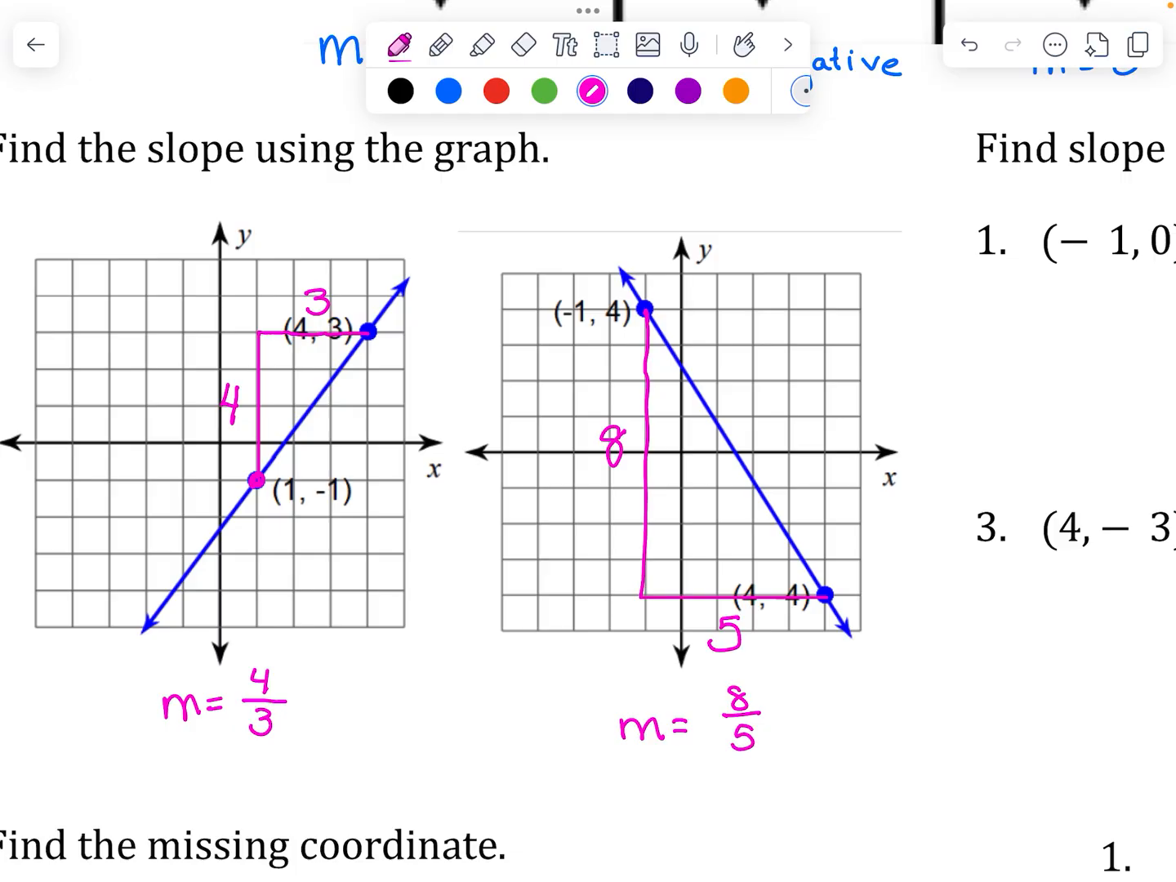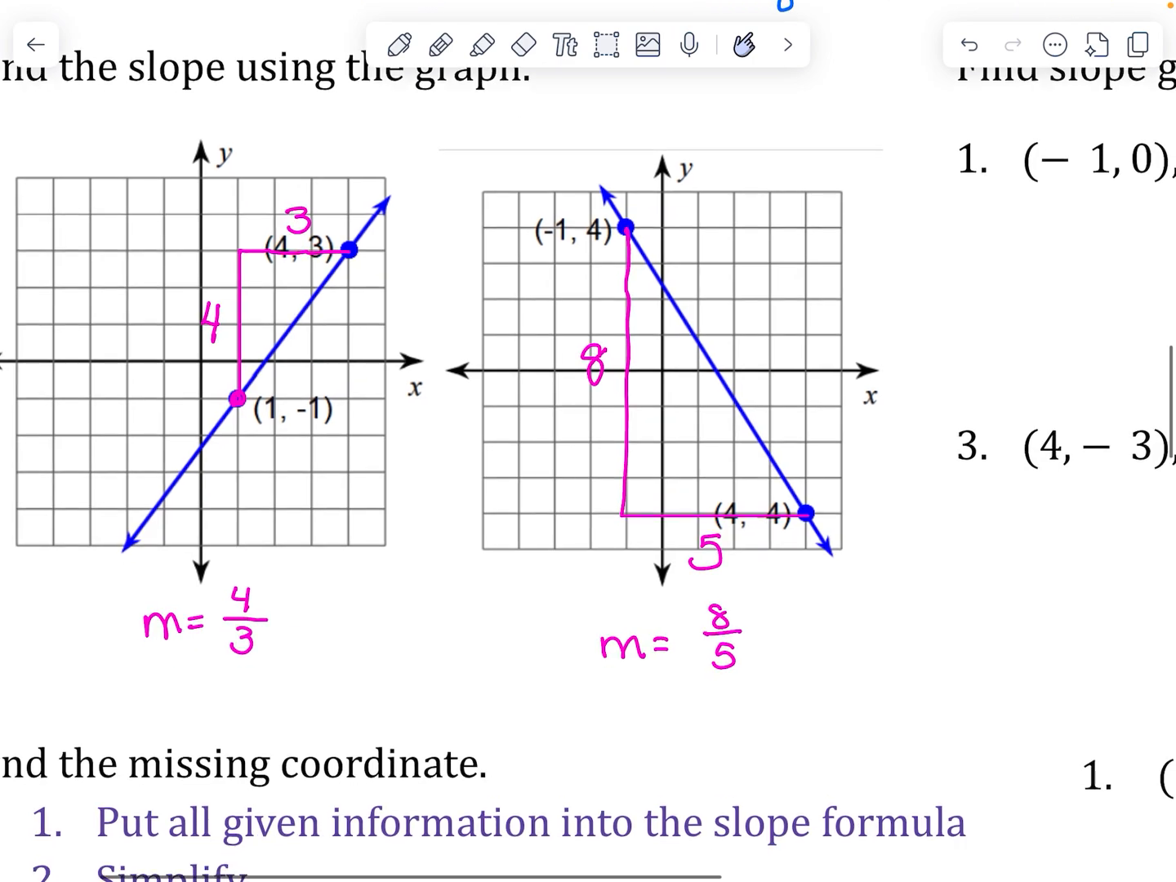And because we're going down from left to right, our slope is going to be -8 over 5. So now let's look at some where we're given 2 points.